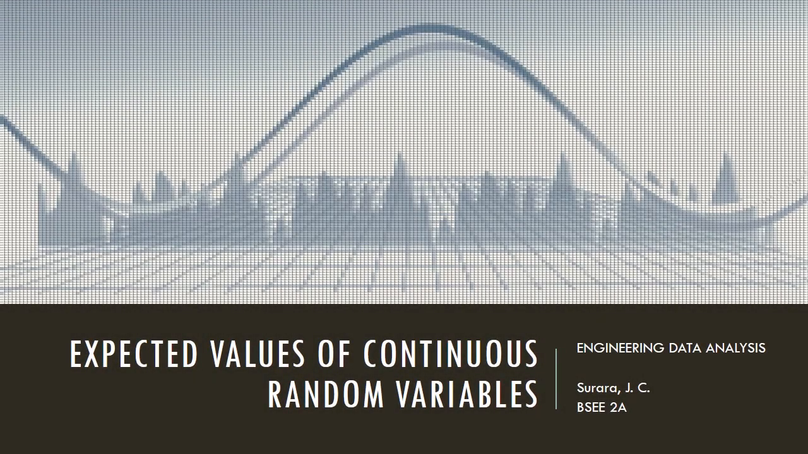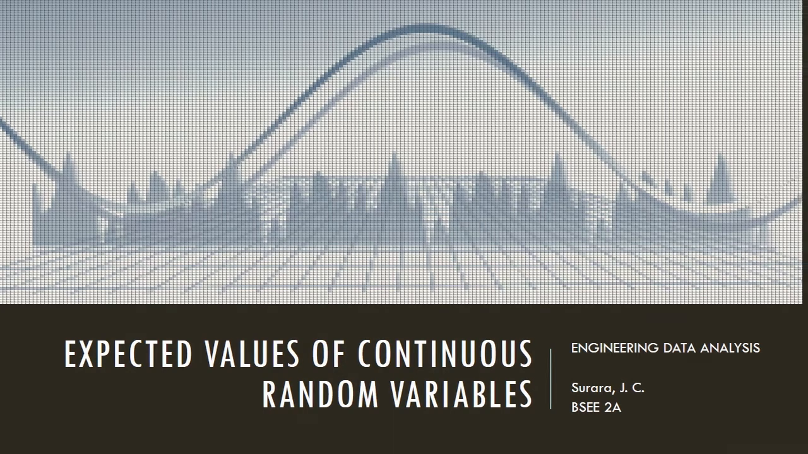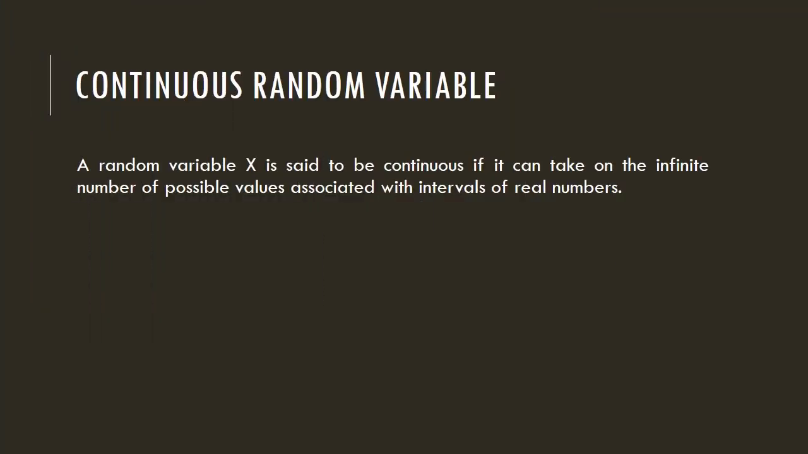This presentation is all about expected values of continuous random variables. So first, we define a continuous random variable. A random variable X is said to be continuous if it can take on an infinite number of possible values associated with intervals of real numbers. So a continuous random variable takes an infinite number of possible values. Unlike discrete random variables, which are usually countable, continuous random variables are usually measurements.